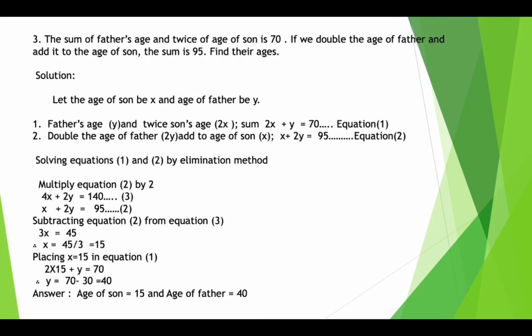Now double the age of father, 2y. Add to the age of son, which is x. x plus 2y is equal to 95. These two equations we solve simultaneously by elimination method, and you get x is equal to 15. Placing x equal to 15 in equation 1, you get y is equal to 40. So age of son is 15 and age of father is 40.